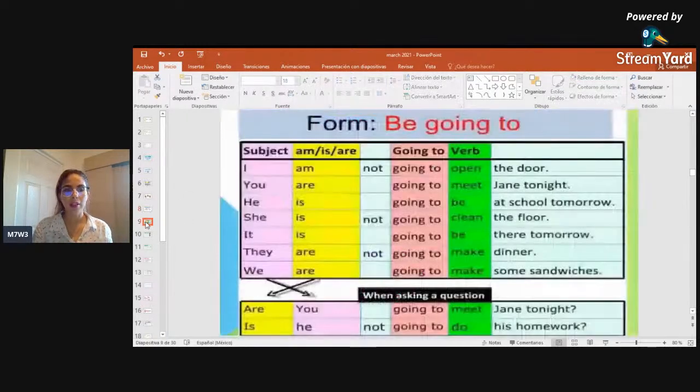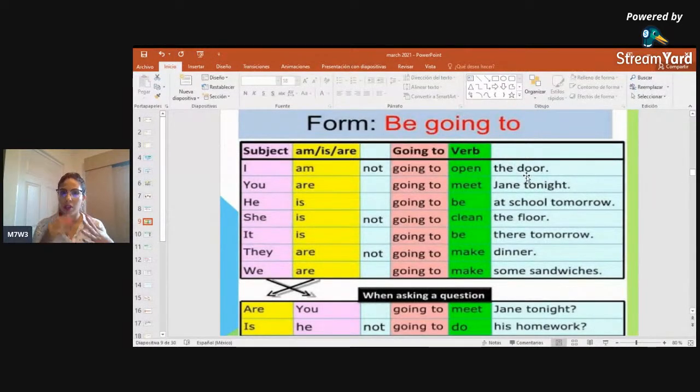So, after this, the only thing that changes in the negative form, la única cosa que cambia en esta estructura que acabamos de hacer es agregar el not after the verb to be. Aquí tenemos la estructura para hacer oraciones en negativas. Entonces, si ya tenemos la afirmativa, que es la que les acabo de explicar, en negativo, lo único que hago es poner not. ¿En dónde? Después del verb to be, que es como nuestro pequeño auxiliar, y antes del going to. Entonces, mi oración quedaría, I am not going to open the door. Yo no voy a abrir la puerta.